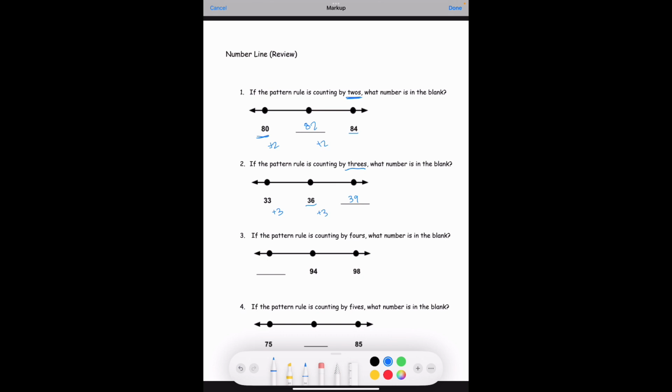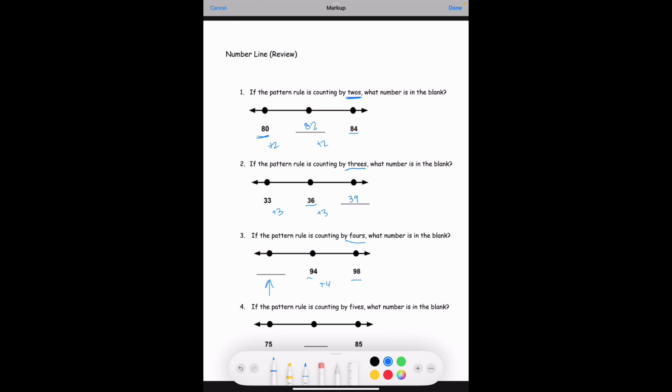Let's try number 3. If the pattern rule is counting by 4s, what number is in the blank? Okay, now we're going to find this blank right here, which is in front of these 2 numbers. So it's counting by 4s, so we can see that 94 plus 4 equals 98. But now we are looking for the number in front, so that is less than these 2 numbers. So we are going to subtract 4 from 94 because it's going backwards.